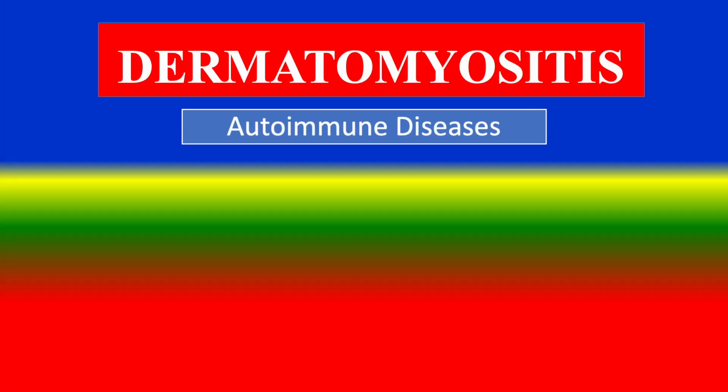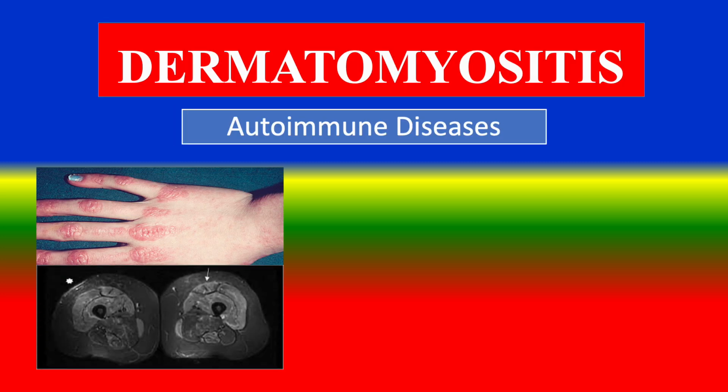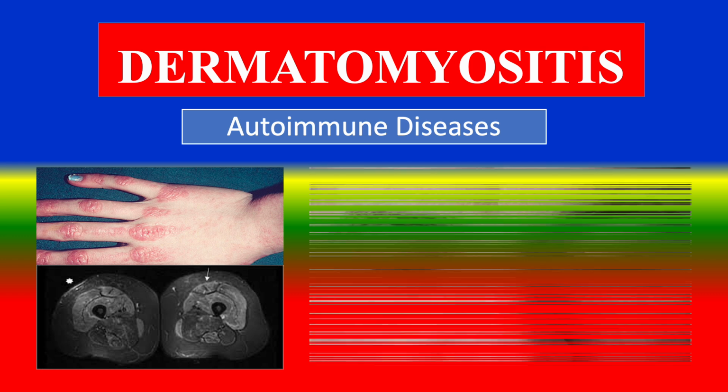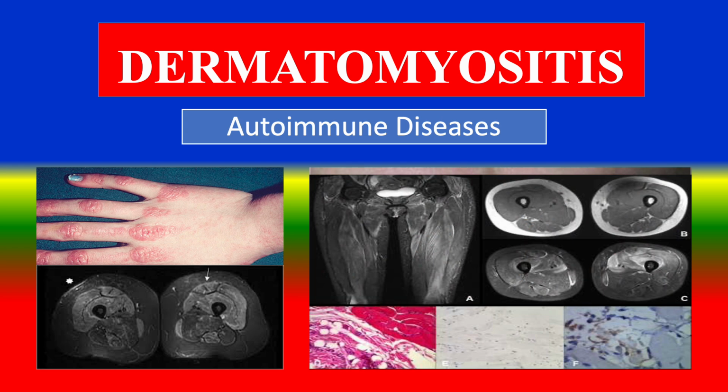Dermatomyositis is an autoimmune disease. Look at this picture, it shows the skin rash, MRI and soft tissue findings, the rash on the face, then findings in muscles and skin, with images showing the details.